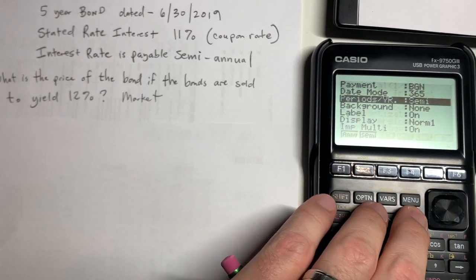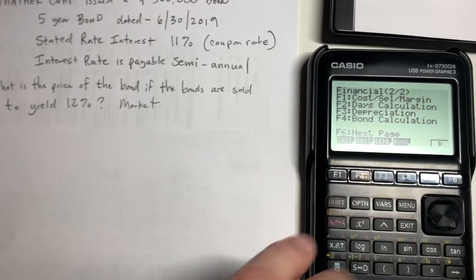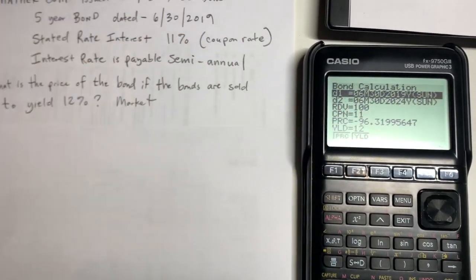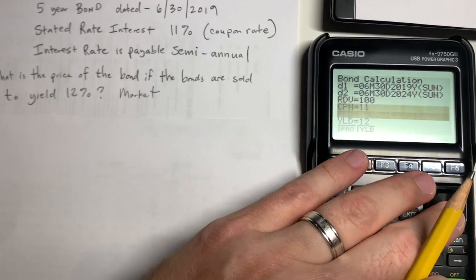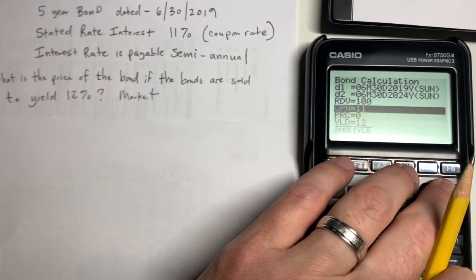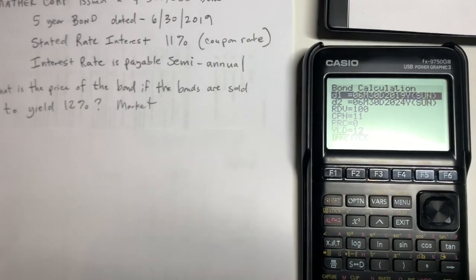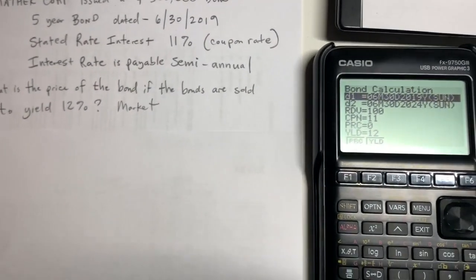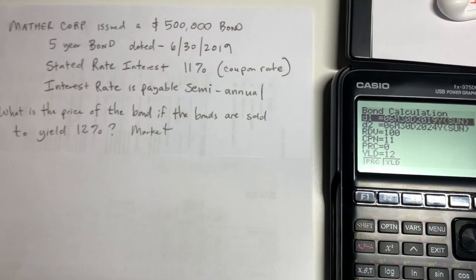All right, so let's look at this problem. We're going to go to the next page on F4, bond calculation. Here is where we're going to go. I've already got some values plugged in here. I'm going to zero out this PRC. We're going to read the problem, and then we're going to talk about the values that are plugged into the calculator here, if I can cut that glare out.